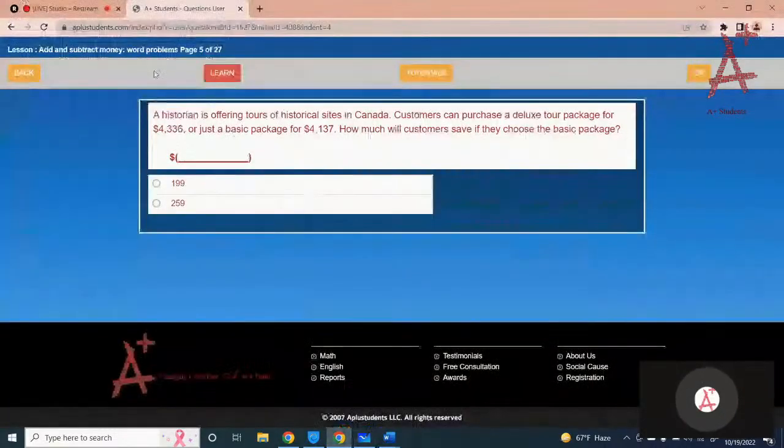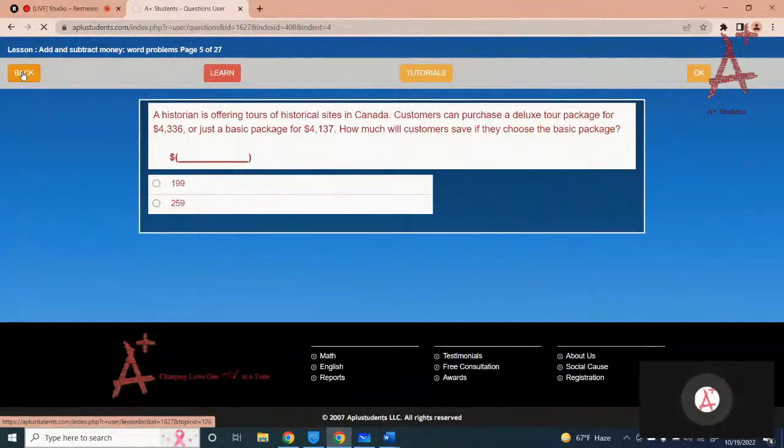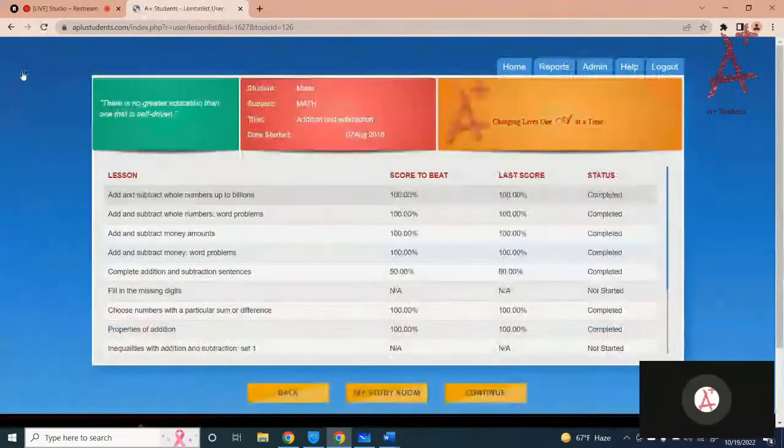So we have completed 4 of the topics today. All of them are from the chapter that is addition and subtraction. The topic names are add and subtract whole numbers up to billions, add and subtract whole numbers word problems, add and subtract money amounts, add and subtract money word problems. Got it? So please make sure before the next session you complete the test for all the topics.